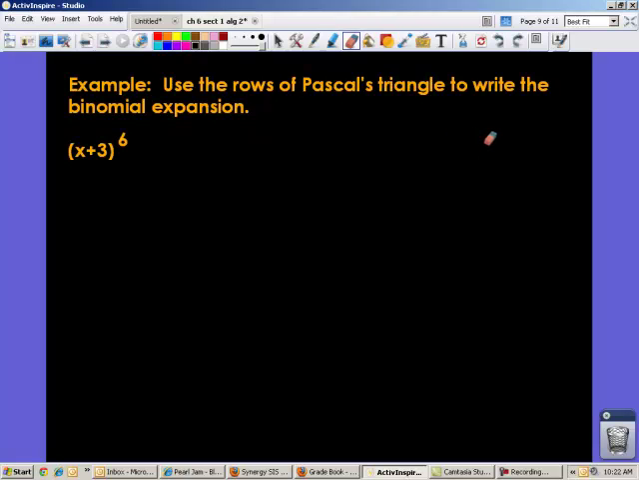And if we follow the equation that they give us, and this is in the book, this is a general equation, which is what we have over here. You know, of course, our A would be x, our B would be 3, and our N would be 6.